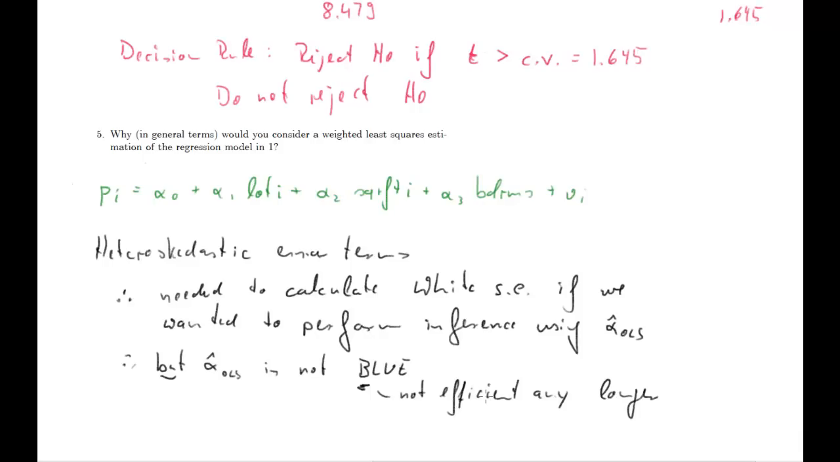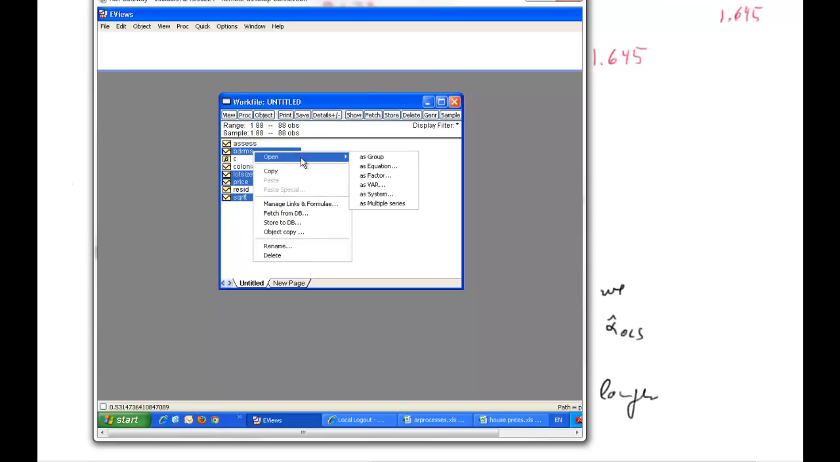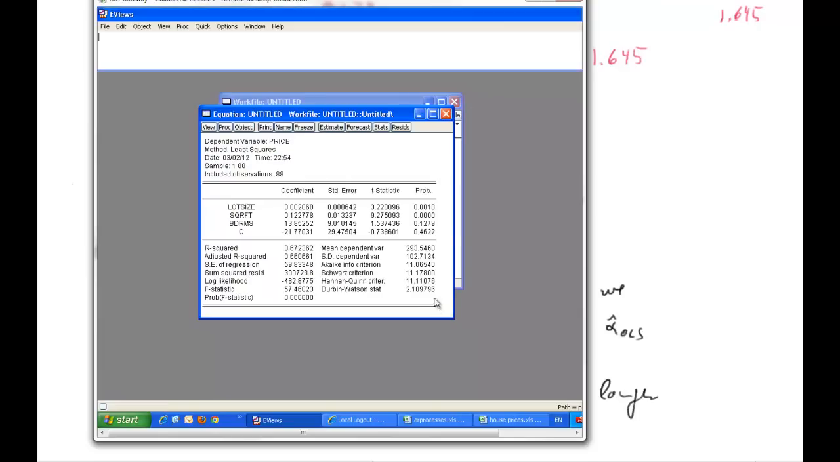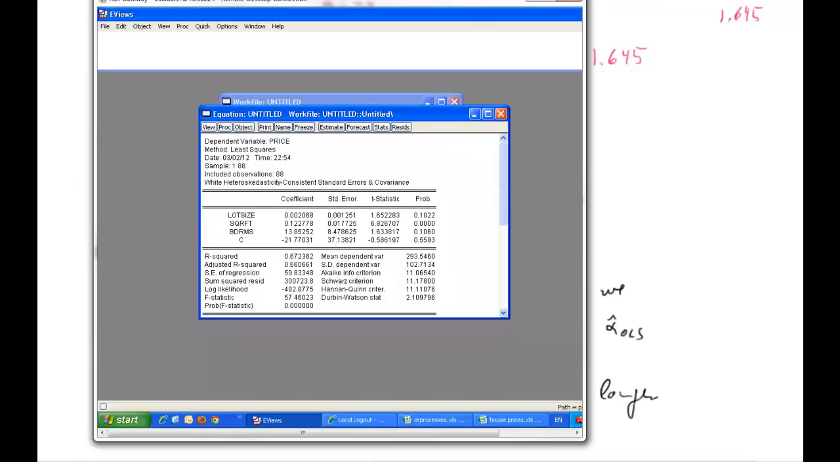So for instance, we saw that, let me just run this model again. What did we have? Lot size, square foot, bedrooms. We realized that our model decided that bedrooms wasn't significant as a variable. Now that may of course be because our variance or the standard errors is unnecessarily high. We of course want to use the White standard errors here. The question is, is there perhaps another estimator which is more precise, and perhaps then we can argue that the number of bedrooms is indeed significant.